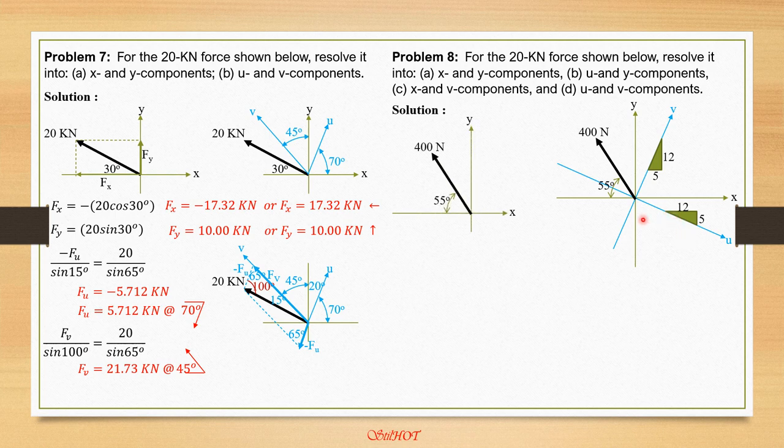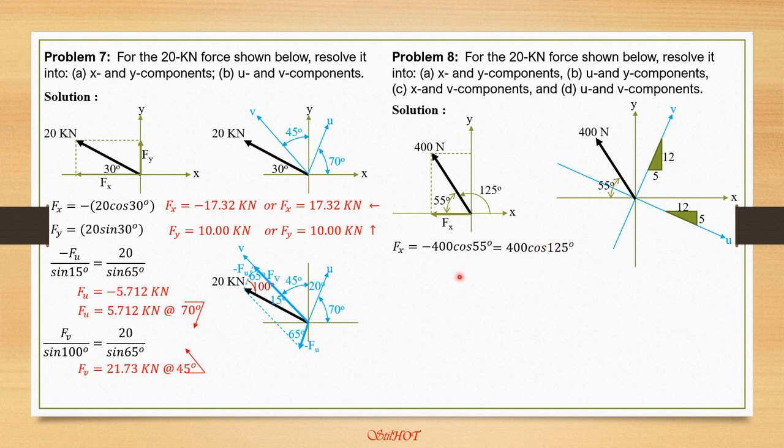So first, with respect to the x and y axis, from the tip of the 400 newton force, draw horizontal and vertical lines. So this is Fx, which is negative because it is directed to the left, and Fy is positive because it is upward. So Fx is negative 400 cosine 55. By the way, that's 125 degrees, so Fx is 400 cosine 125.